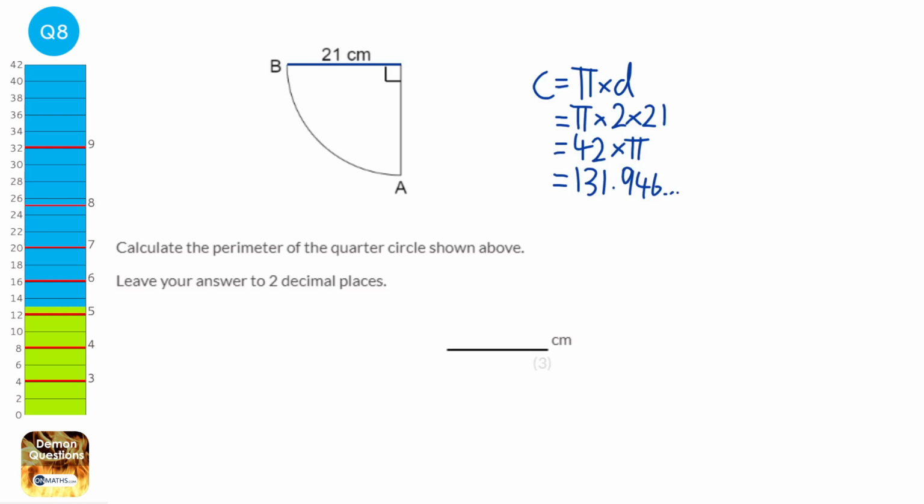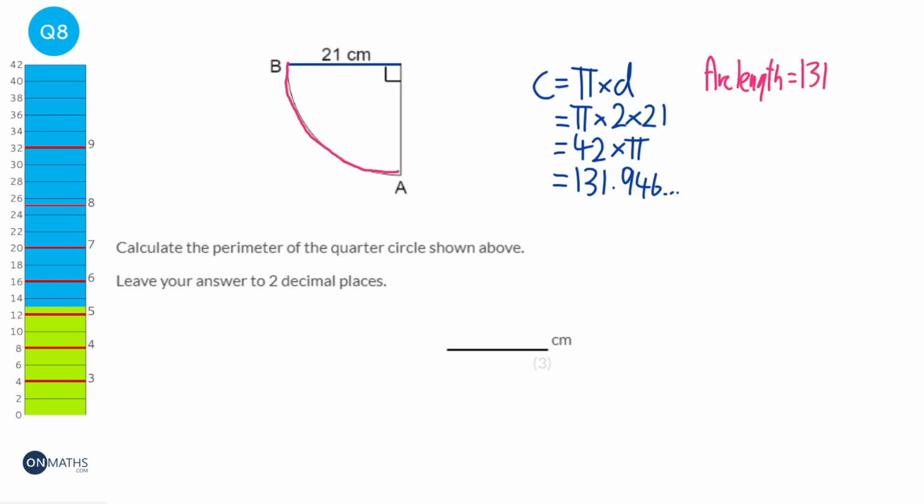We've got to work out what fraction of a circle we have. Well, we obviously have a quarter of a circle. So to find the arc length, which is this part here, it's like a part of a circumference, to find the length of the arc, what we're going to do is just get that circumference and we're just going to divide it by 4.